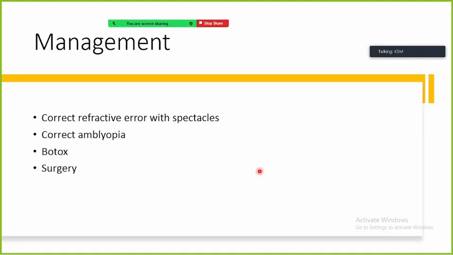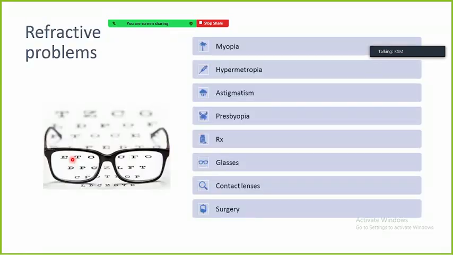So sometimes you don't need surgery. Sometimes spectacles are enough, like refractively corrected squints. Then you have to correct the amblyopia, because sometimes one eye might be lazier than the other eye. So you have to correct with glasses, and you have to close the good eye and make sure the eye which is not performing sees with the other eye. And you can give Botox injections to weaken certain muscles to make the eye straight, and you can do squint surgery.